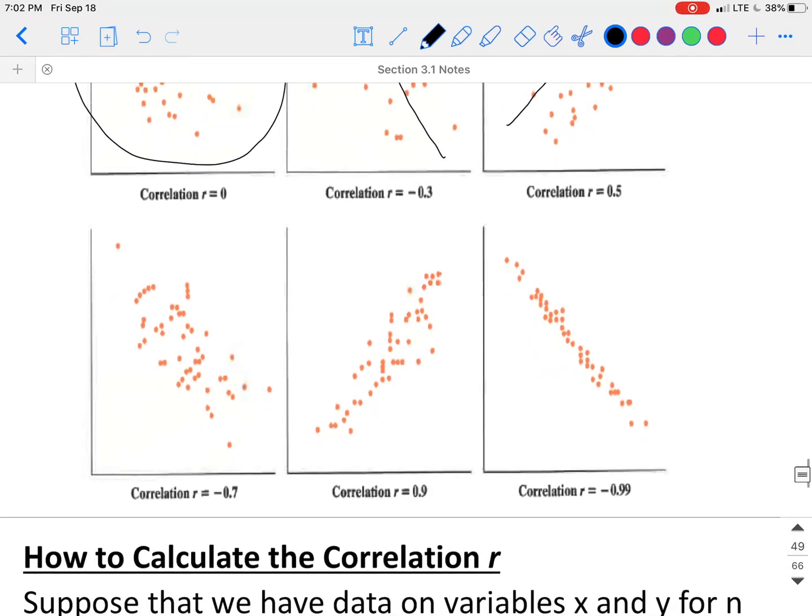We have a negative one here. They're getting close to that line, so the R value is -0.7. These are getting even closer to that line, so R is equal to 0.9. As you can tell, these are almost a perfectly straight line, so our R value, since it's going down, is -0.99.